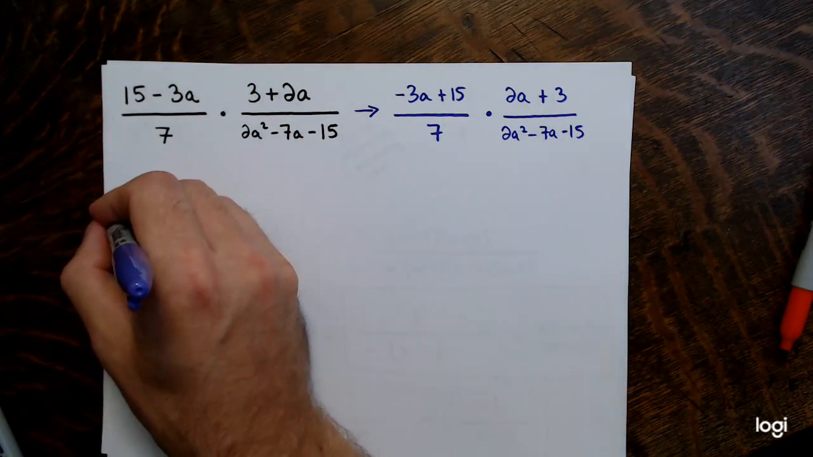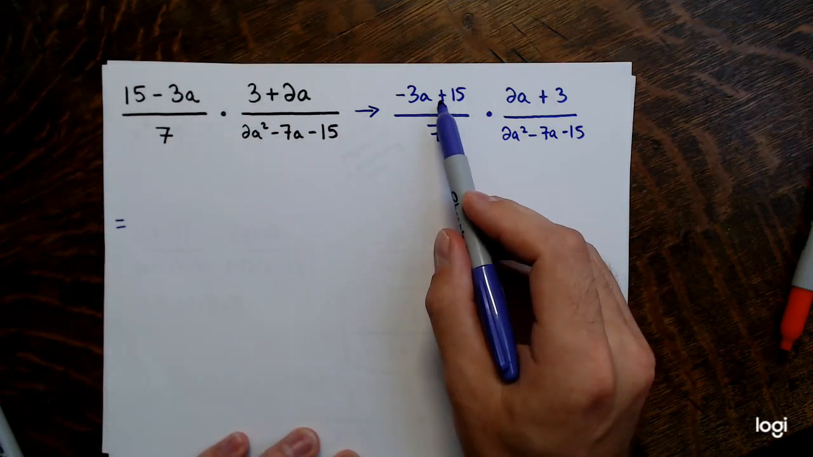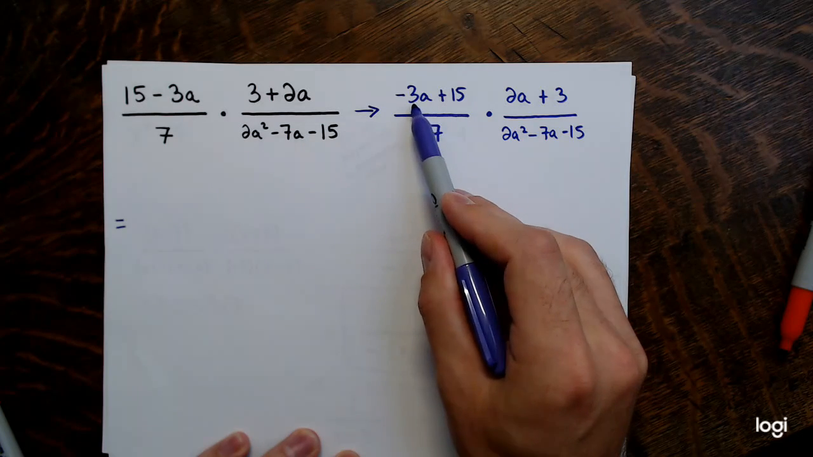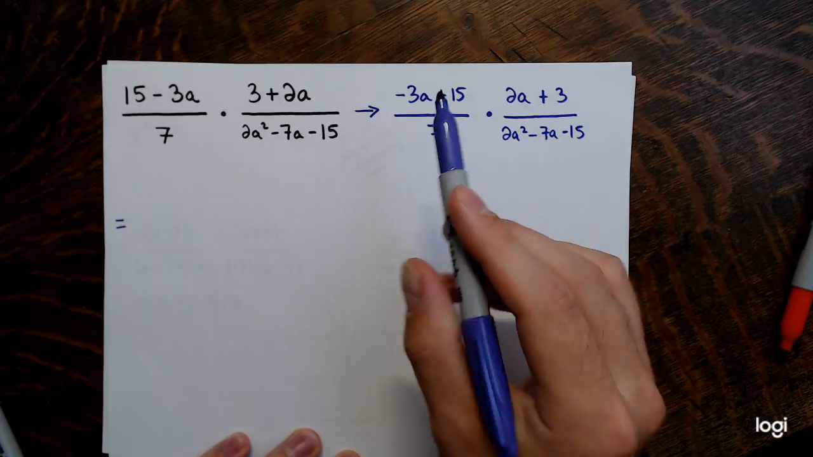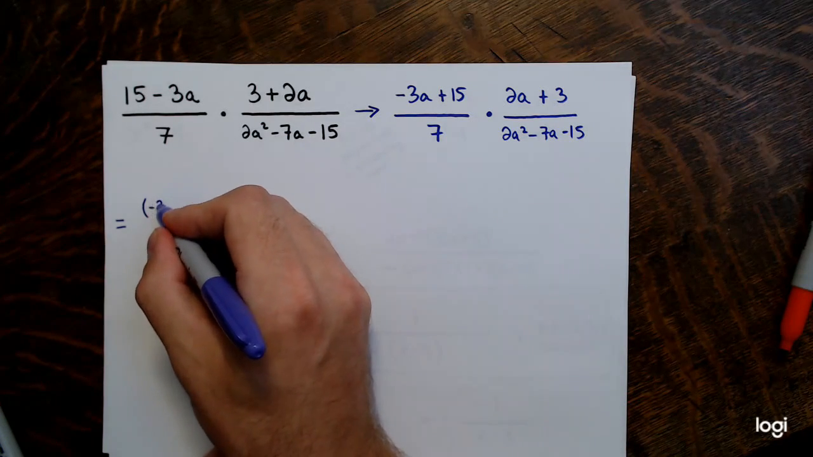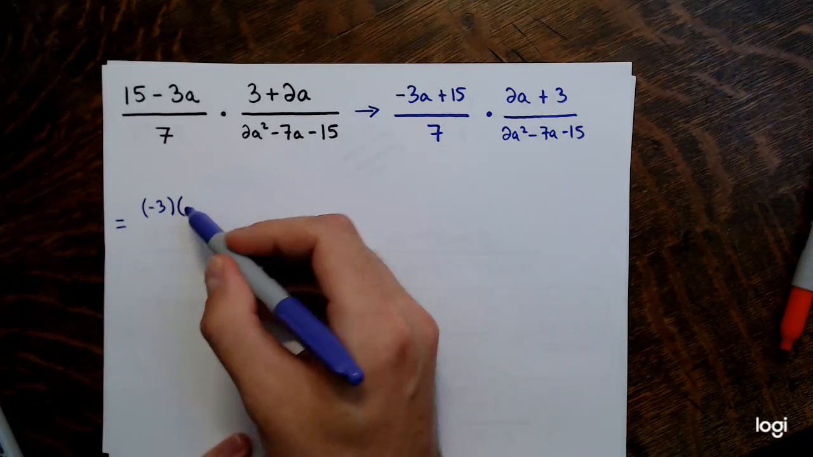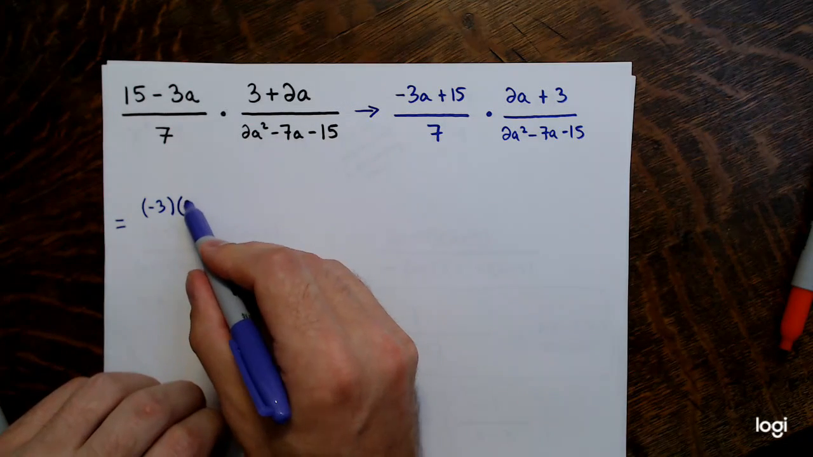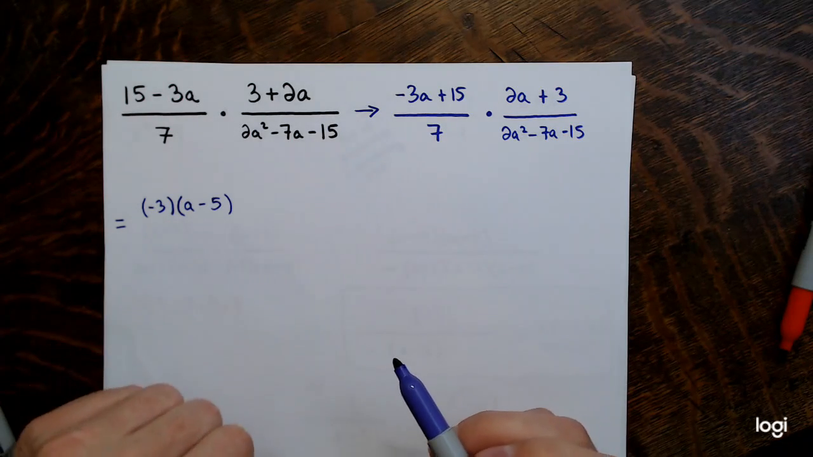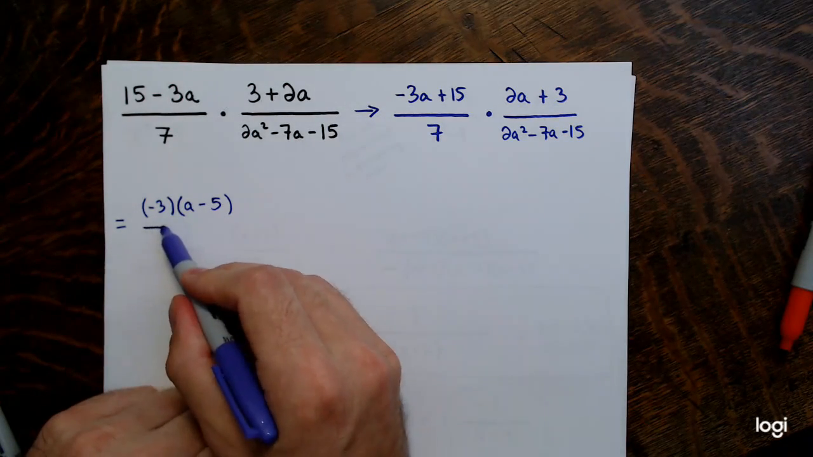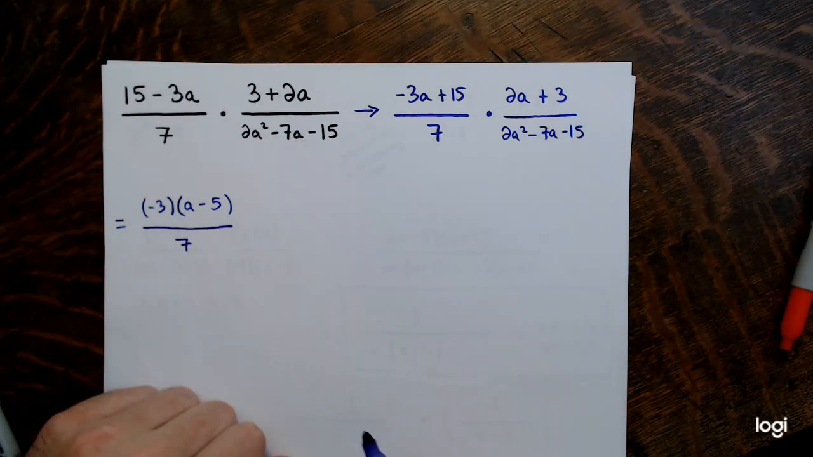Now comes the factoring part. In this numerator, the greatest common factor is 3, but the lead coefficient is negative, so I'm going to factor out -3. When I remove -3, what's left over is a minus 5. If you multiply those, you'll get -3a plus 15 back. So that's that numerator factored, divided by 7, which is prime, so just 7.